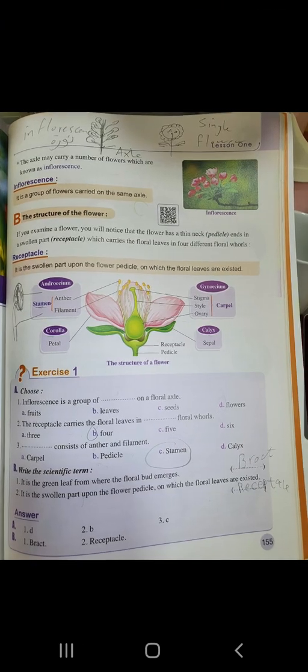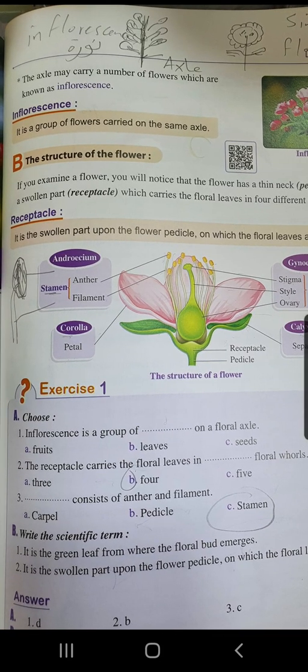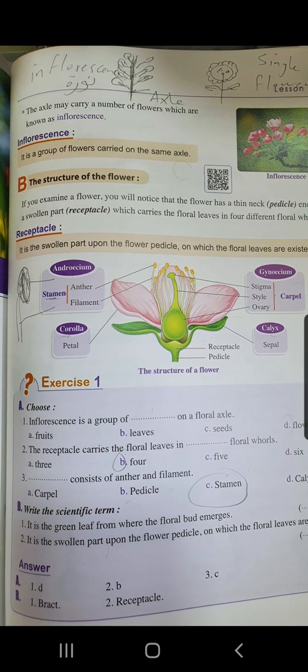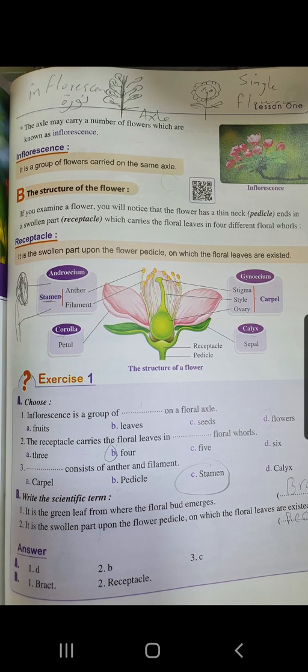Then we move to some flowers that are called inflorescence. Why are they called inflorescence? Because many flowers grow on the same axil. So the meaning of inflorescence is many flowers, or a group of flowers, carried on one same axil.